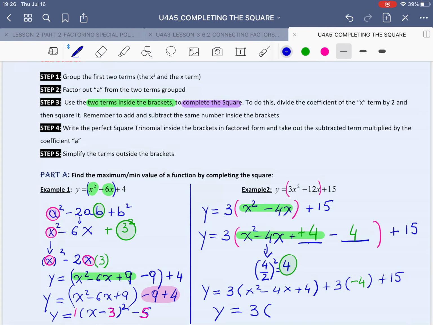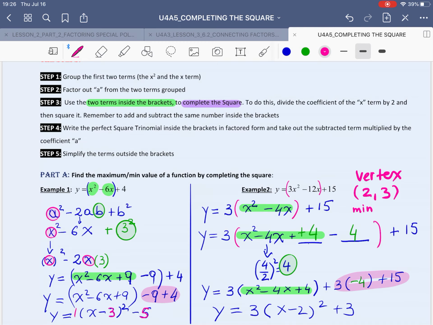So now the equation is y equals 3 times x squared minus 4x minus 4, which can be factored as x minus 2 squared. And now the last terms, the constants, are all like terms, and we'll make negative 12 plus 15 a positive 3. And here goes the vertex form. We're going to say that the vertex is at positive 2, positive 3.